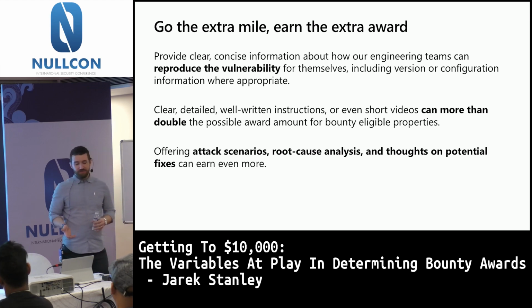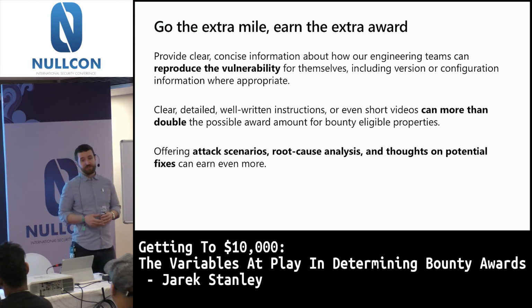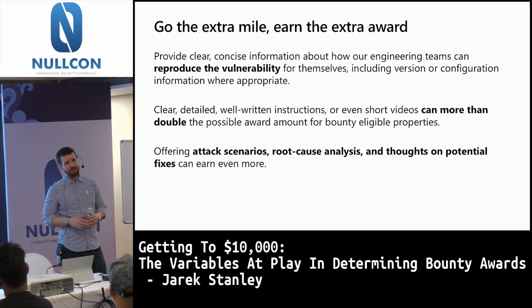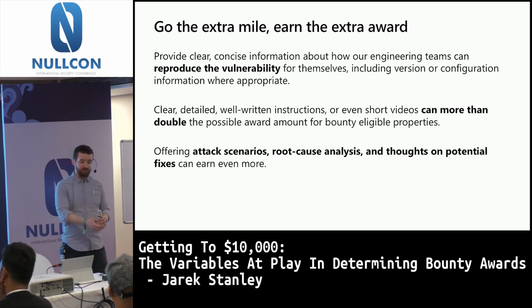But provide clear, concise information about the vulnerability, including version and configuration data where possible, really improves our ability to begin to reproduce, research this vulnerability, respond to you fast with in or out of scope, and with a bounty reward. Well-written instructions, well thought out repro steps in the cloud bounty can more than double the award for the same vulnerability. Give us more information, make more effort, and we'll reward you for that.